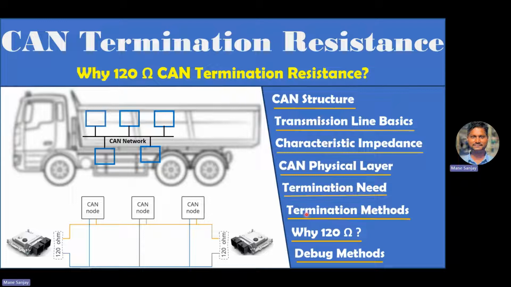Then I will talk about the termination methods and why this 120 ohm, where this magical figure is coming from. Why only 120? Why not 60? Why not 80? Or why not 200? That I will cover. And then we'll also talk about the debug methods.